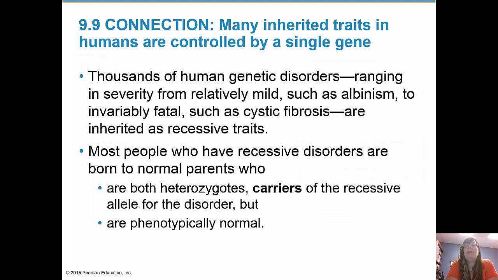Human genetic disorders can range from mild, such as albinism, to fatal, such as cystic fibrosis. Cystic fibrosis basically causes a mucus buildup in your lungs and respiratory system, and oftentimes you can't breathe and you need oxygen and you have to have your lungs kind of pumped almost, and the life expectancy is about 35 now, which is good from what it used to be. So most people who have these recessive disorders are born to normal parents who are just carriers. So their parents are phenotypically normal, but they're carriers of this recessive disorder.